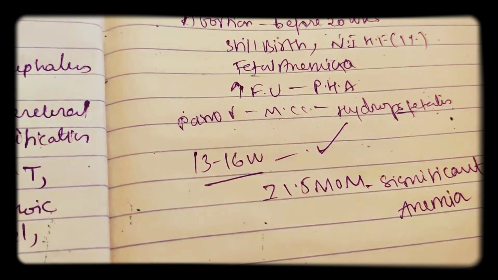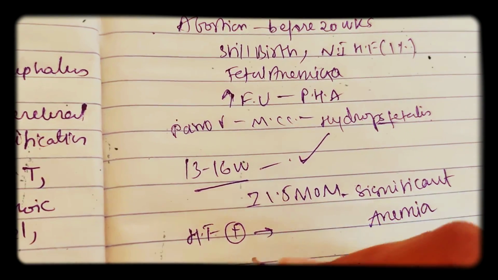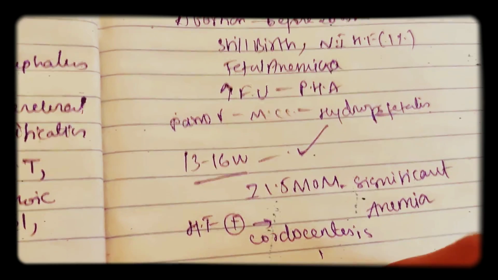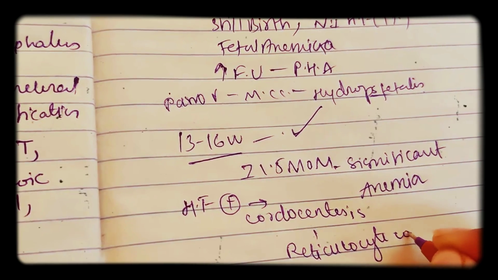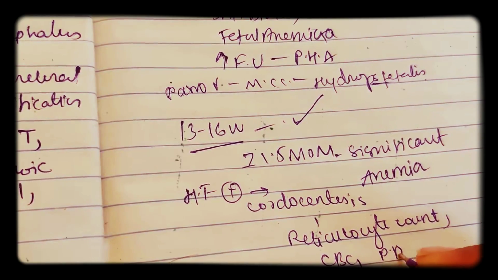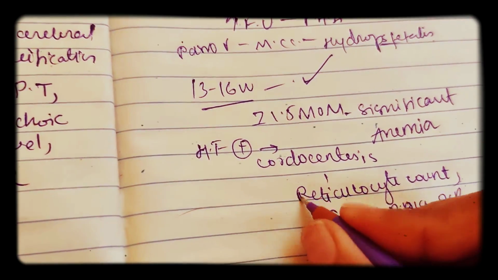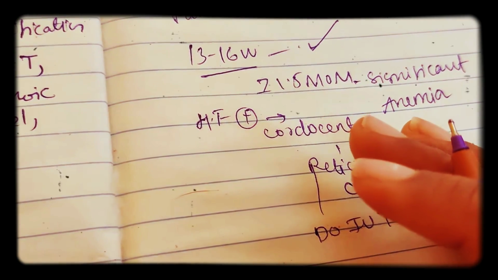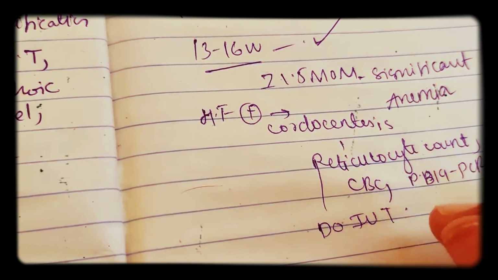So if hydrops fetalis is positive, then immediately do cordocentesis. After cordocentesis you will check the reticulocyte count, you will do a complete blood count, and you will do parvovirus B19 PCR especially. Okay, and do IUT if needed. IUT means intrauterine transfusion. In case of polyhydramnios or heart failure in a patient, always suspect whether it's parvo B19 or Rh isoimmunization.